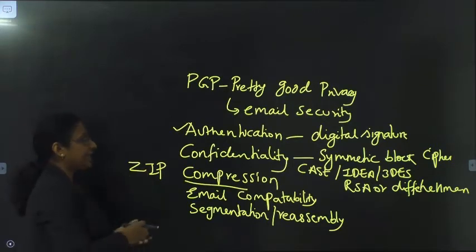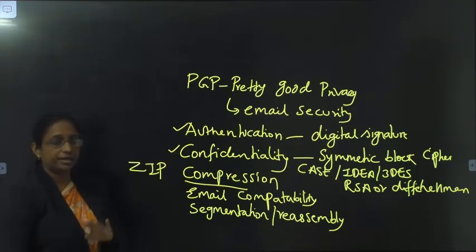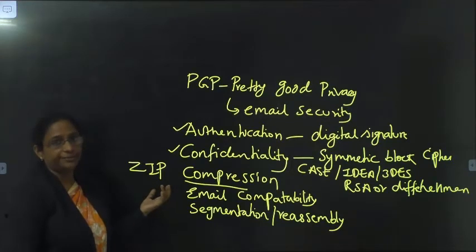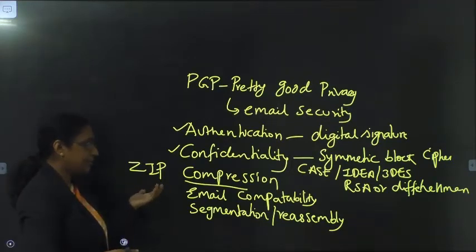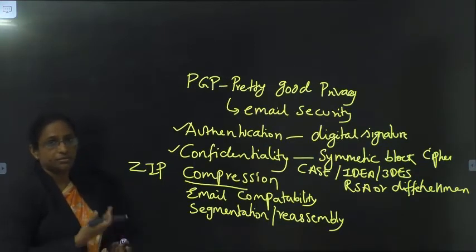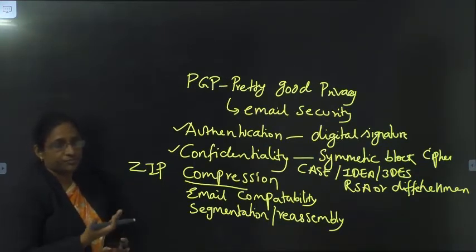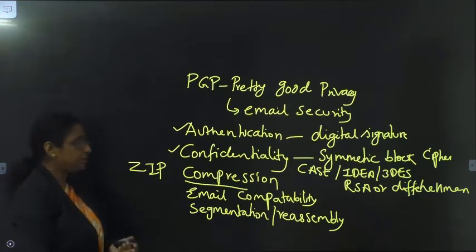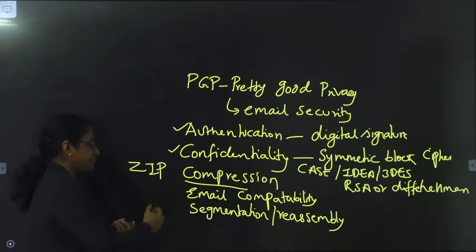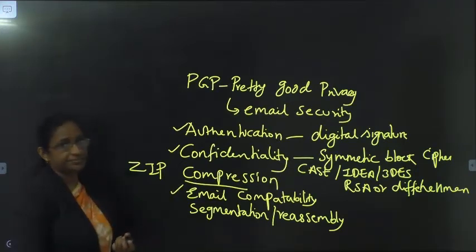If it is confidentiality, this compression has to be done before encryption. And this compression is done so as to save storage space, or to save space during file transmission, by PGP. And the next one is email compatibility.